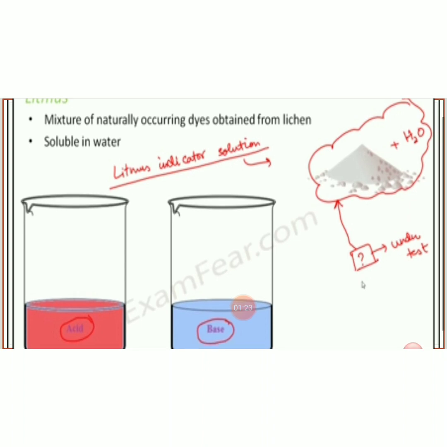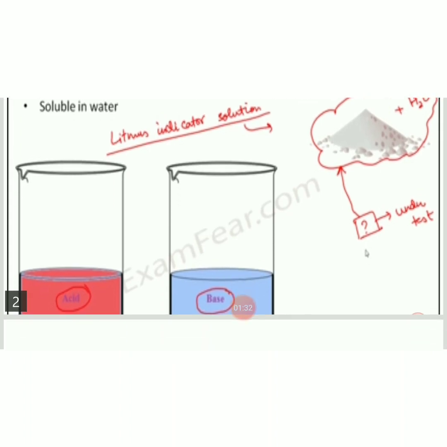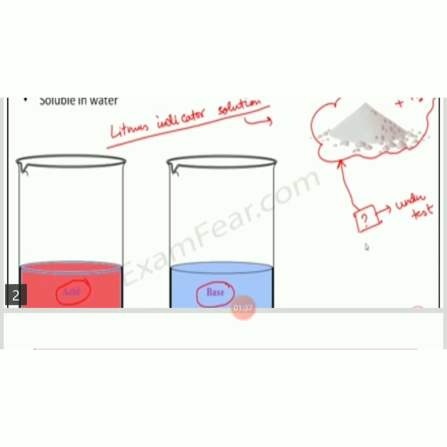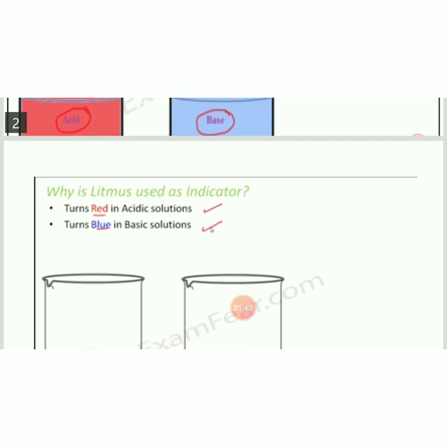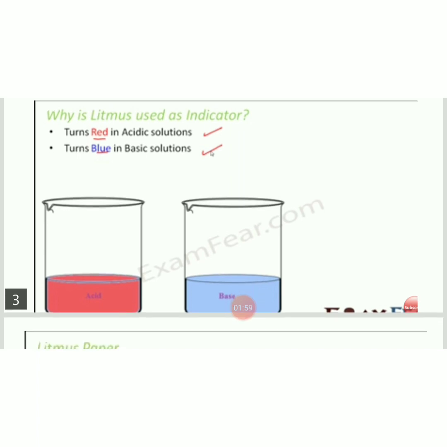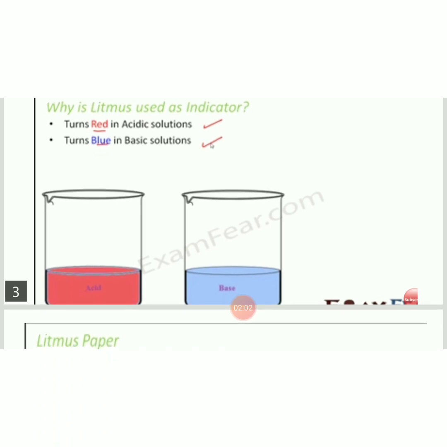So how does this litmus behave as an indicator? When this litmus solution is introduced with acid, it changes the color and the color becomes red. And when it is introduced with base, it becomes blue in color. Okay. Now why is this litmus used as indicator? Because it has the ability to change the color. It behaves differently when it is added in acidic solution and differently when it is added in basic solution. It turns red in acidic solution and turns blue in basic solution. Okay.